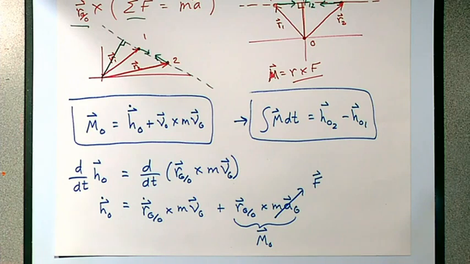Point O is point G. I'm taking moments about my CG. If that was the case, something crossed itself. Poof, it's gone.